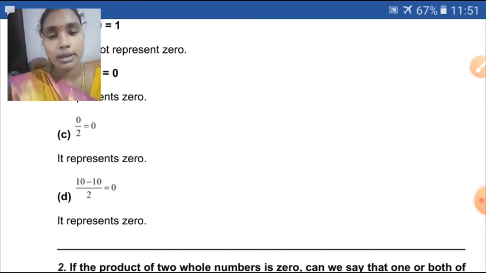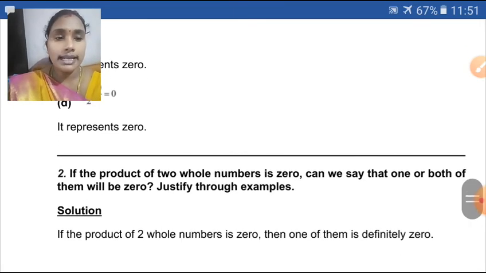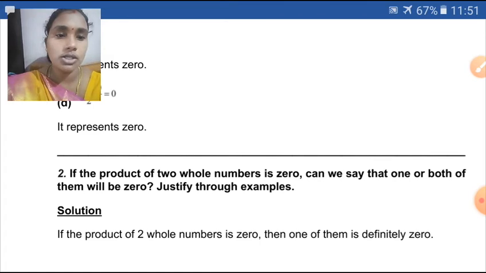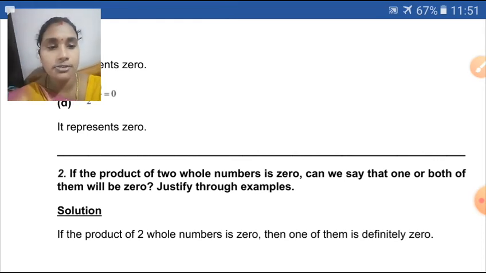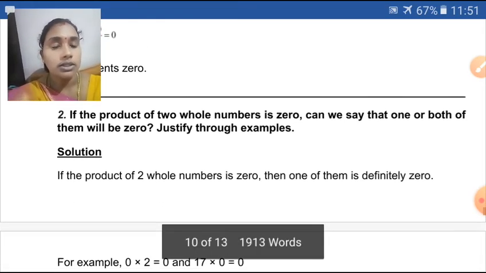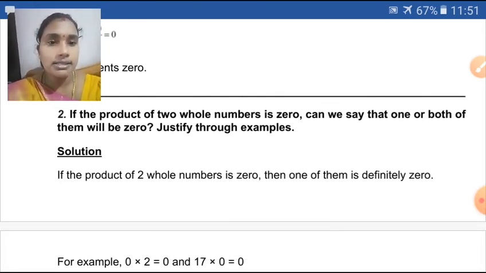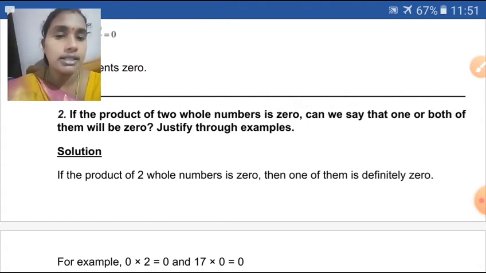So 0 multiplied by any number will give you 0. So the next sum. If the product of two whole numbers is 0, can we say that one or both of them will be 0? Justify through examples. So what they are saying is, if any two numbers when multiplied give the answer 0, then can we say that any one number will be 0 there?